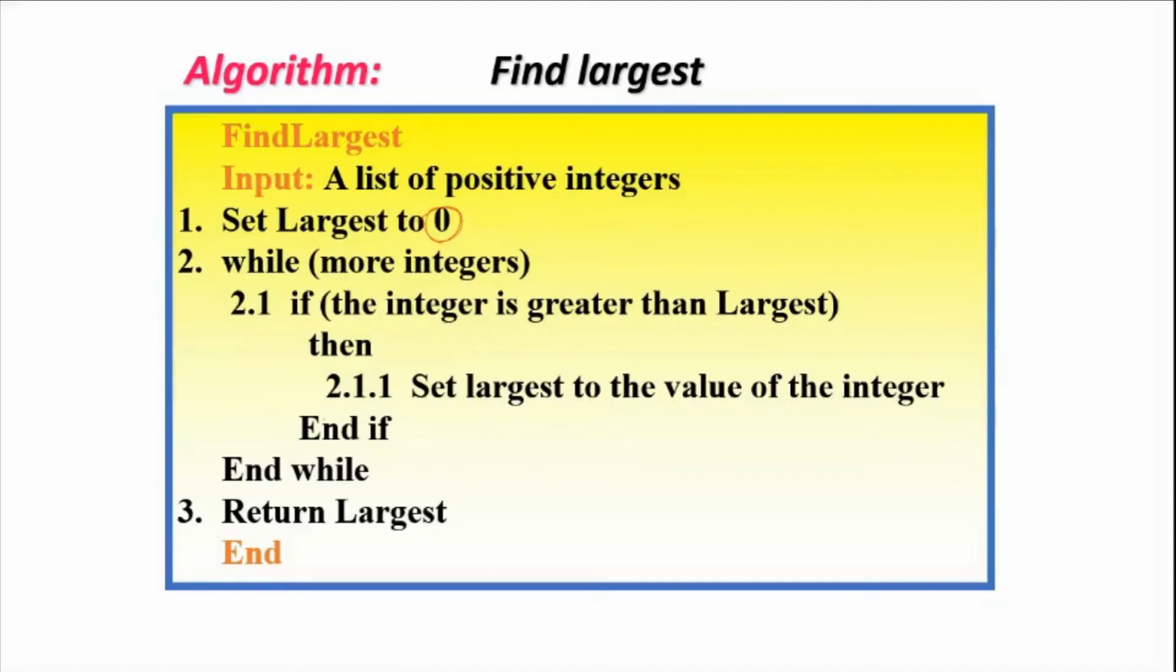So this is the algorithm for finding the largest among n numbers, or for a number of positive integers in a list, for which we don't know how many integers are present there.